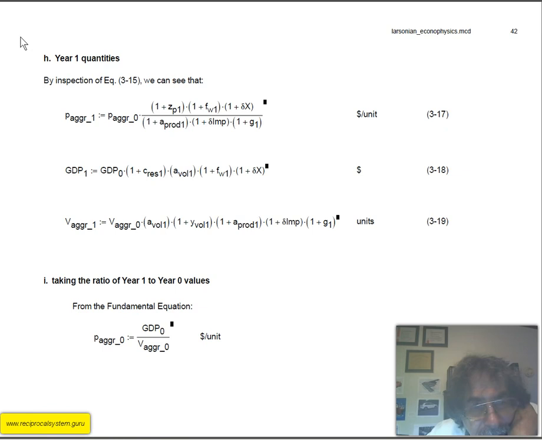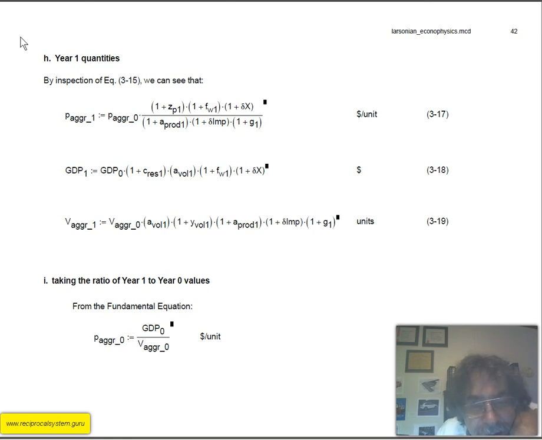Okay, now let's get all the year 1 quantities. So by inspection of equation 315, we can see that the aggregate price level in year 1 equals the aggregate price level of year 0 times the factor 1 plus Z sub P1 times 1 plus F sub W1 times 1 plus delta X, all divided by 1 plus A sub prod 1 times 1 plus delta imports times 1 plus G sub 1.